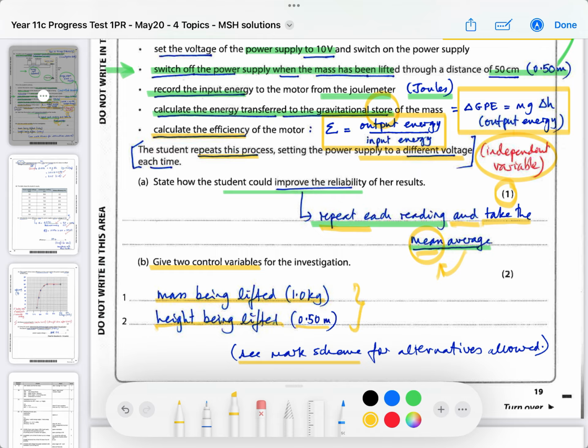These are the correct two to mention for the 2 marks, but if you want to look at the mark scheme, it's coming up to see if you got the answer that they'll accept as alternatives.